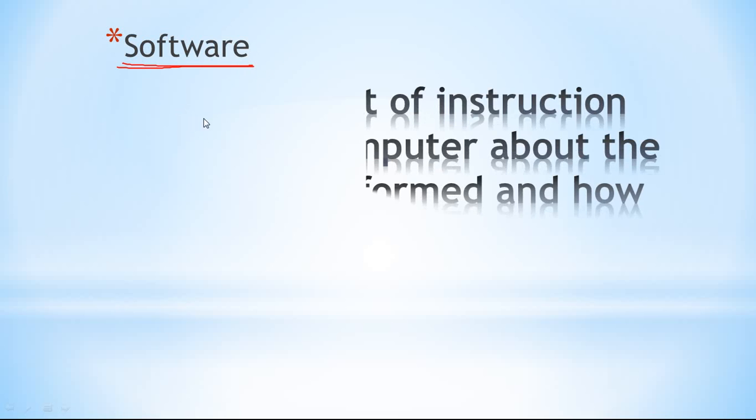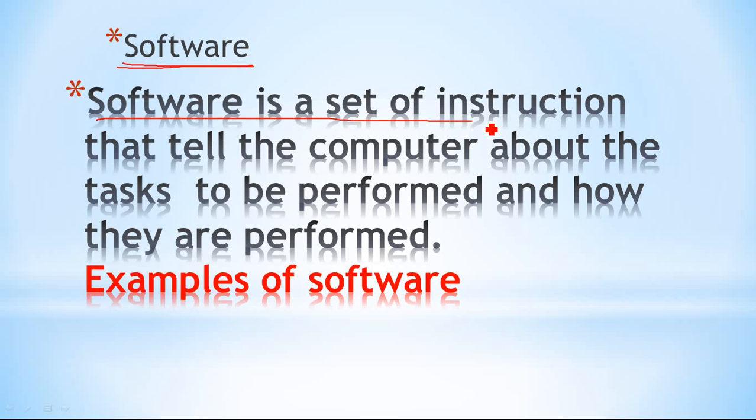Okay, students. So our next topic is software. Do you know what software is? Now let's see what software is. Software is a set of instructions that tell the computer about the task. For example, software is a set of instructions that tell the computer about the task. Like the task, we want to do the assignment. In which software will we do that?